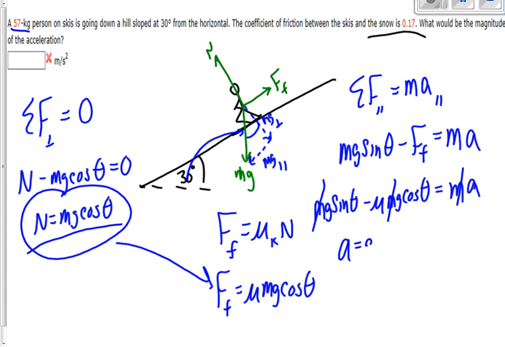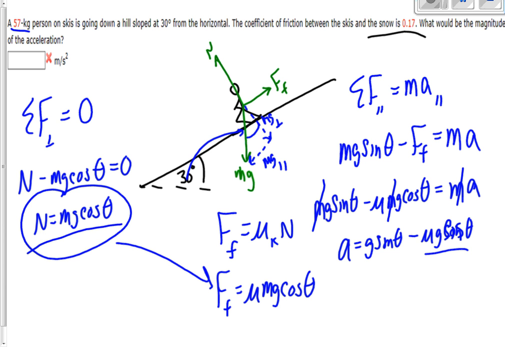A equals, so remember what we said before, if there's no friction, it's g sine theta, but if there is friction, it's going to be a little bit less, so it's g sine theta minus mu g cosine theta. Okay, so some new physics there with a lot of old physics. We're still doing them the same way.